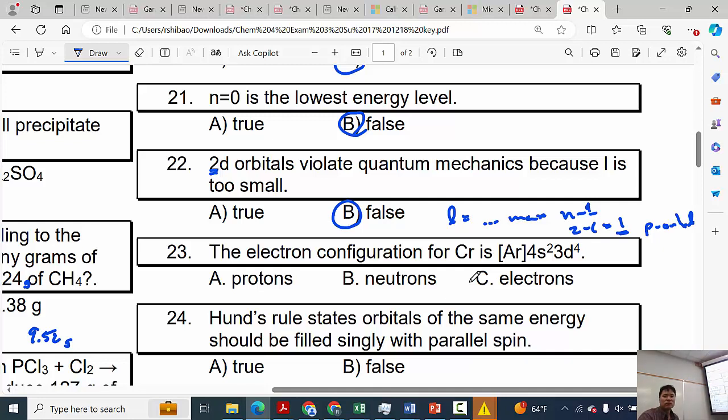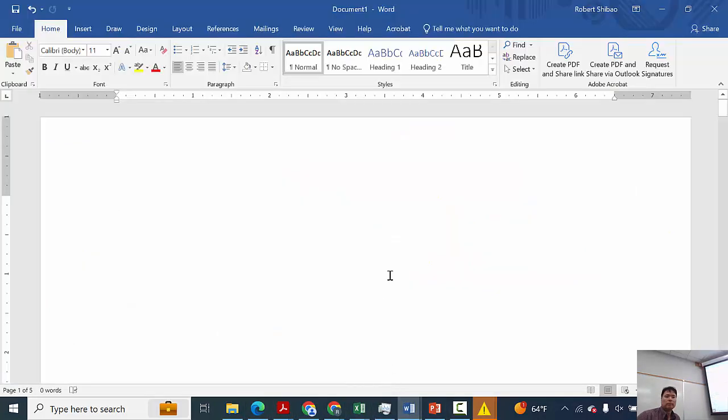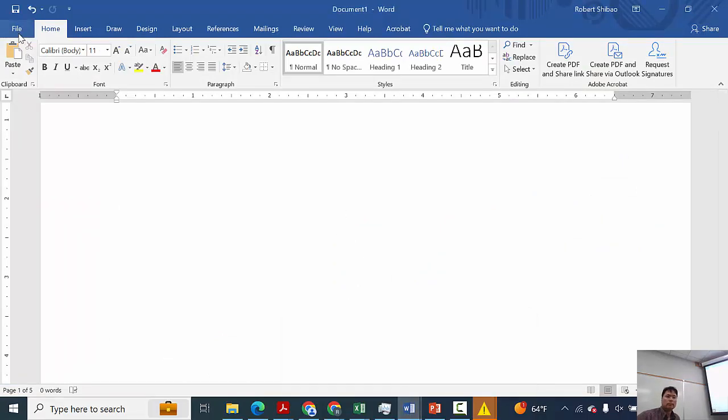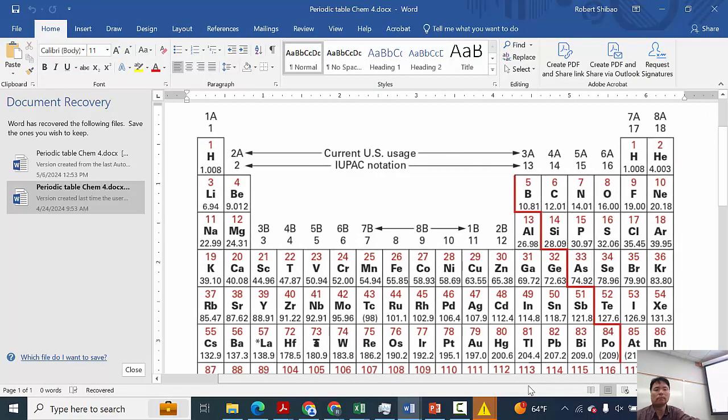Okay, 23. The electron configuration for chromium is 4s2 3d4. This is a true-false also. Is that true or is that false? It looks true. It does look true because here we have argon, we fill the third shell, and then we start on the fourth shell. 4s1, 4s2, 3d1, 3d2, 3d3, 3d4. So it does look like argon 4s2 3d4. It looks true, but yes, it's false.